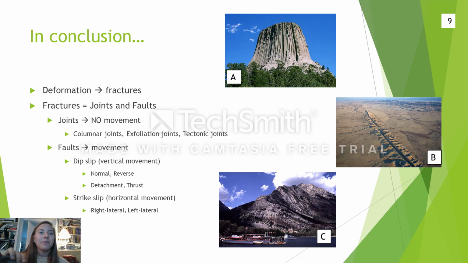All right, so in conclusion, we've learned that fractures are a type of deformation that can be broken down into two categories of joints and faults. Joints being fractures with no movement, and faults being fractures with movement. From there, we've got many types of joints: columnar joints, exfoliation joints, tectonic joints, all forming with different rocks and different processes. Moving on to faults, we know that these are classified based on movement, unlike joints that don't have any movement. Dip slip faults focus on vertical movement, strike slip faults focus on horizontal movement.